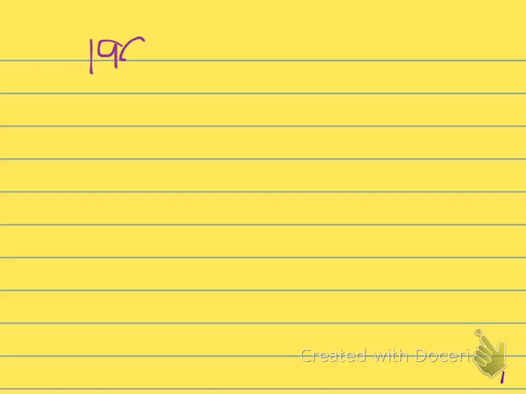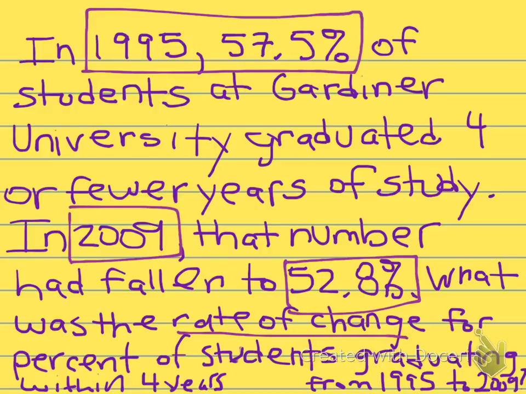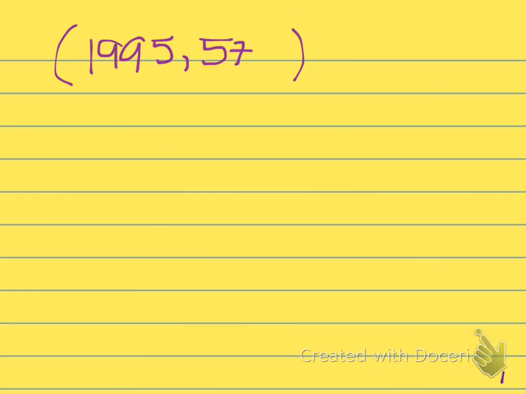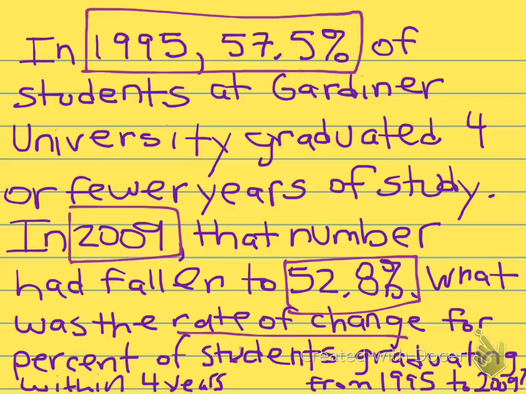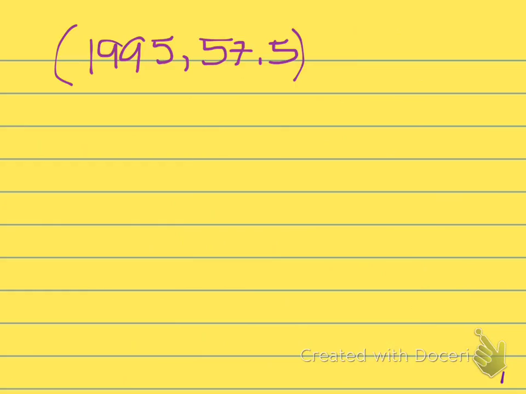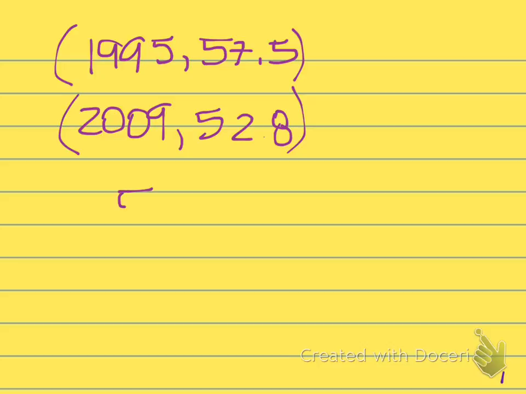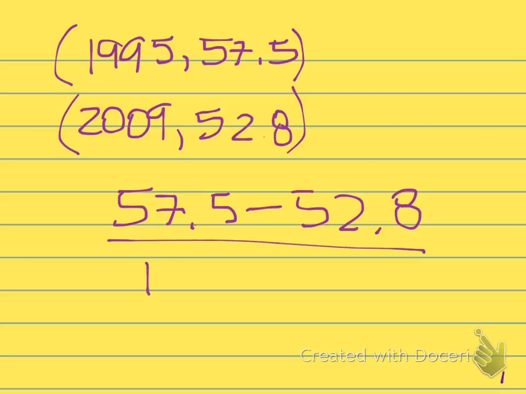I know that my years are my x-coordinates, which are my independent coordinates, because time is always going to be independent. So we have 1995, 57.5. And then we have 2009, 52.8. We're going to subtract our y's minus our y's over our x's minus our x's.